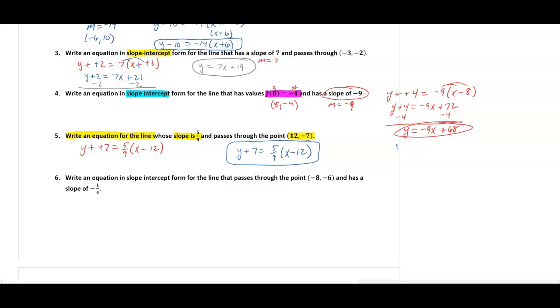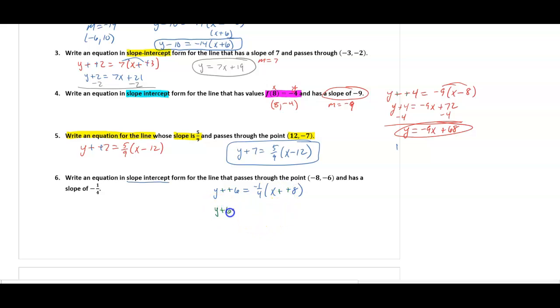Now the next one does say write an equation in slope-intercept form for the line that passes through this point, right, and has a slope of -1/4. So I'm going to start this in point-slope form no matter what. So y minus -6 equals -1/4 times x minus -8. I do have to bling bling twice here. Bling bling here, bling bling here.